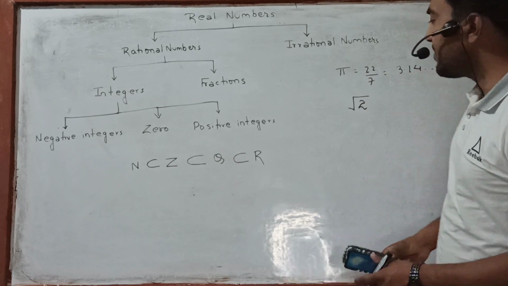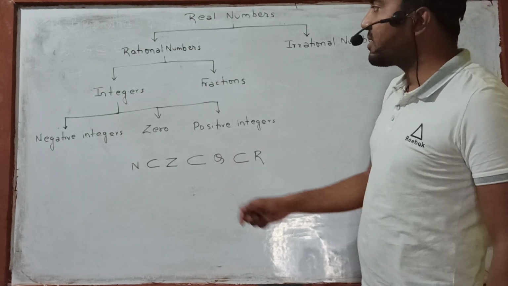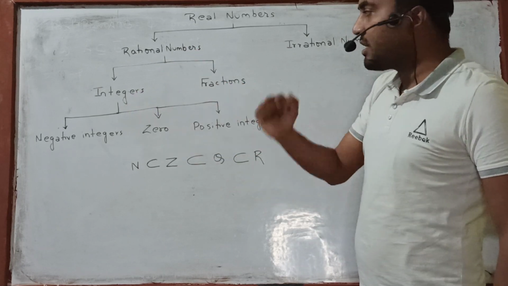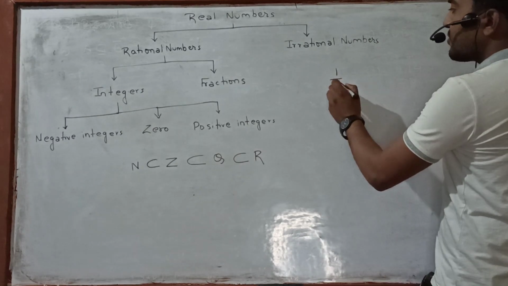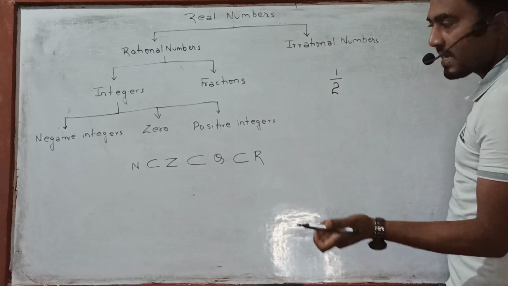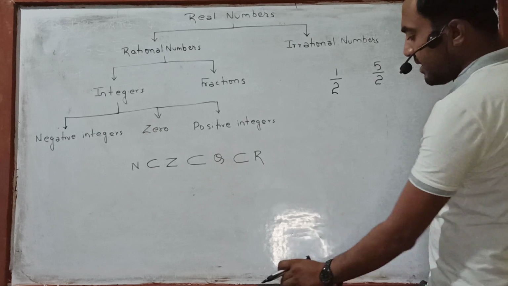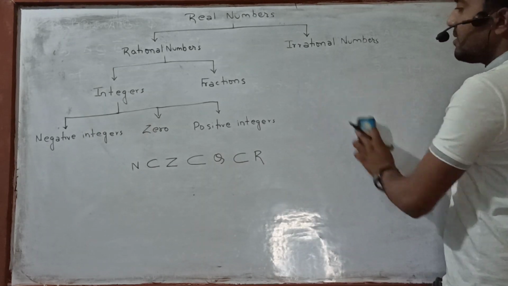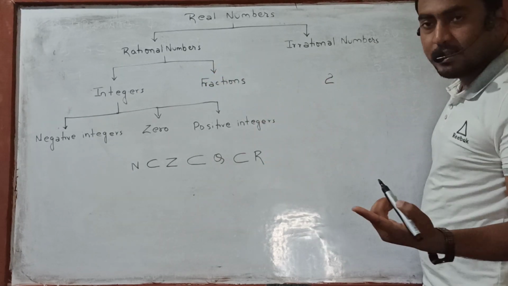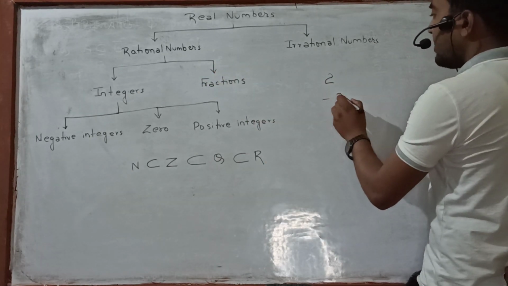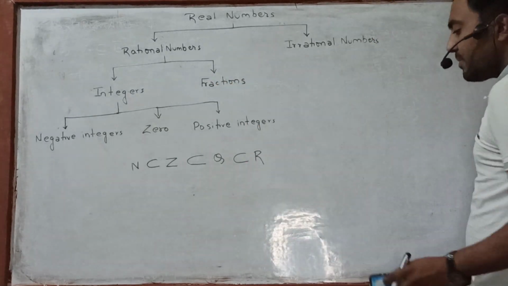Okay, then let's go to the further categorization. Rational numbers are again further categorized into integers and fractions. Fractions, like I have taken an example, suppose 1 by 2. This 1 by 2 is a fraction. You may take 5 by 2, 5 by 2 is a fraction. But if you take numbers other than fractions, like 2, then 2 is categorized as an integer. Maybe -3, that will be an integer. Negative or positive, the number may be of any type.